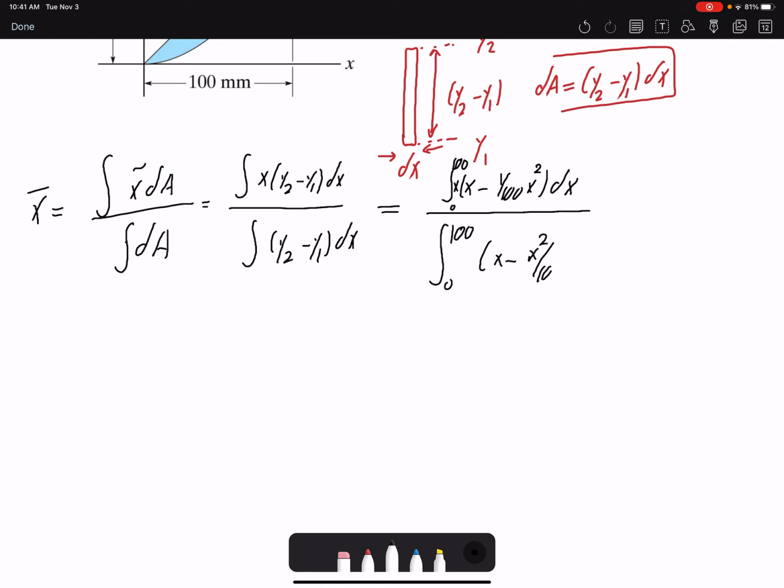Similarly for dA in the denominator. So I just need to take an integral. Here is a function of x. So that would be 50 millimeter.